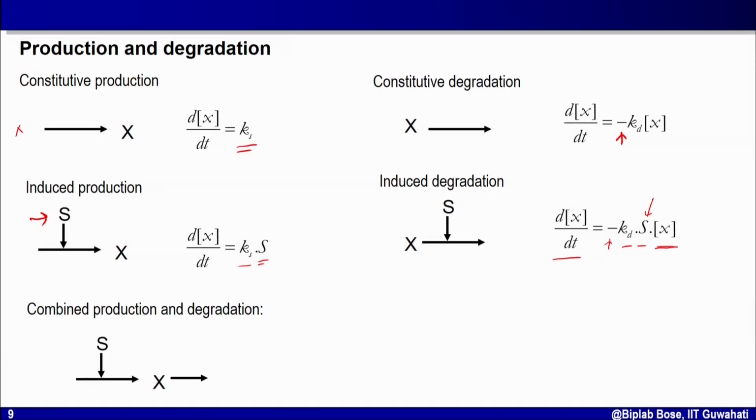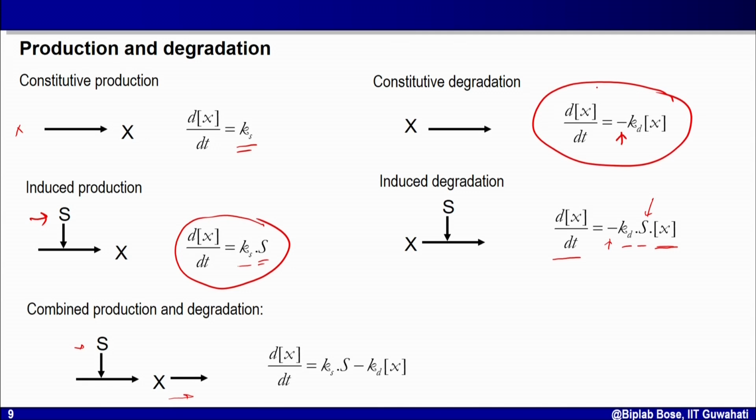So now let us club this degradation and production together. Suppose I have a small process where production of X is induced by signal S and it gets constitutively degraded. So what will be my ODE for X? Combining this equation and this equation, I can write dx/dt is equal to Ks into S, this is the production term, minus Kd into X, that is the degradation term.